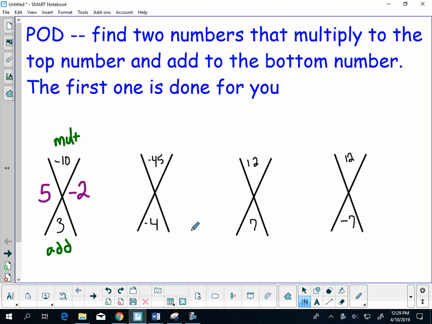You might want to hit pause for a second and fill out the rest of the problem of the day. When you are ready, go ahead and unfreeze it and check your answers. That would be -5 or -9 and 5, multiplies to -45, adds to -4. 4 times 3 is 12, 4 plus 3 is 7, -4 times -3 is 12, add them and you get -7.